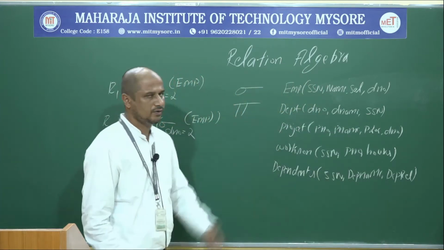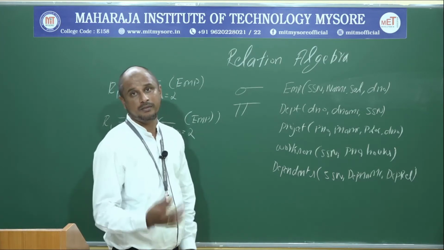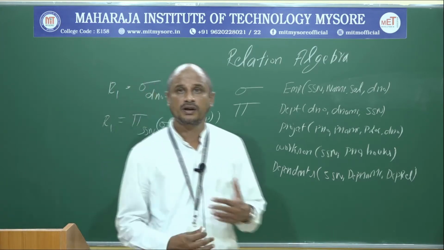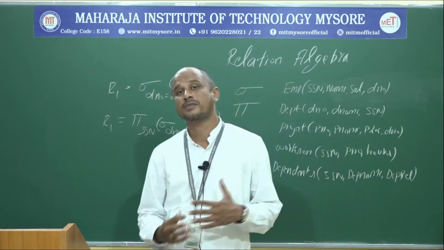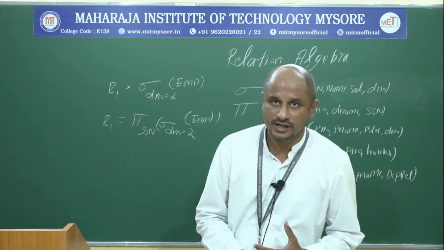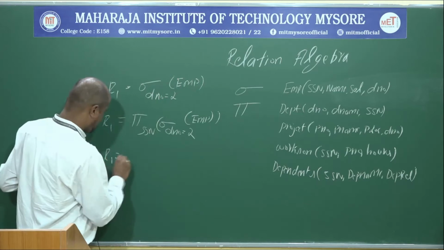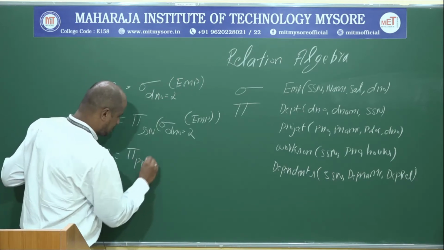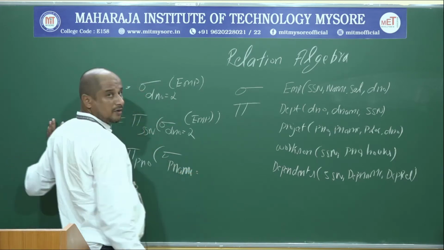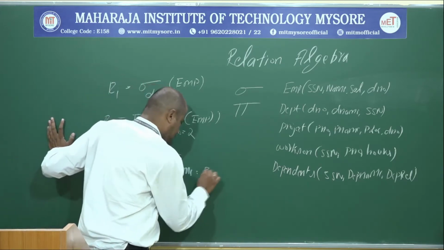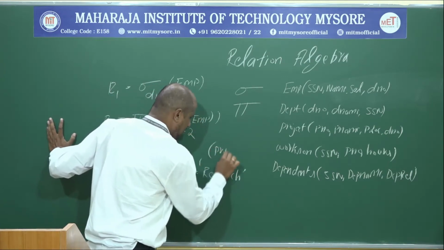For example, I want to retrieve the project number from a table. I want to retrieve the project number of the project whose name is research, right? So I can specify R1. I want to retrieve the project number where the project name is research, from the table called project.